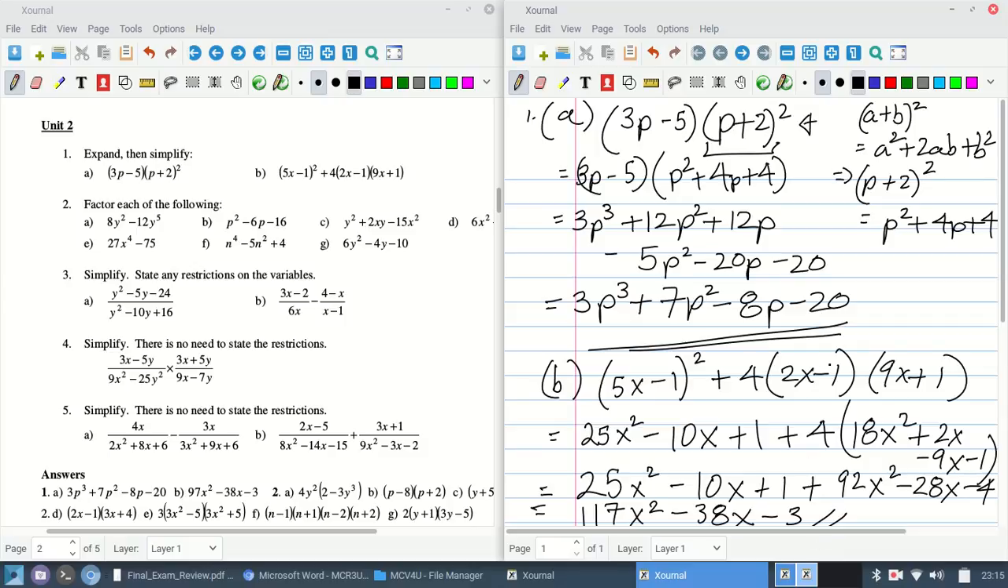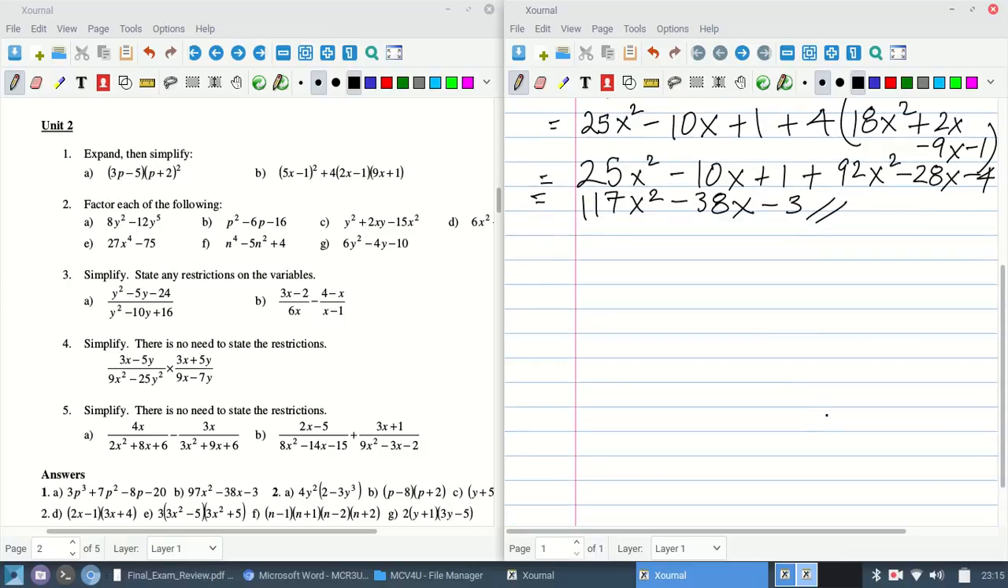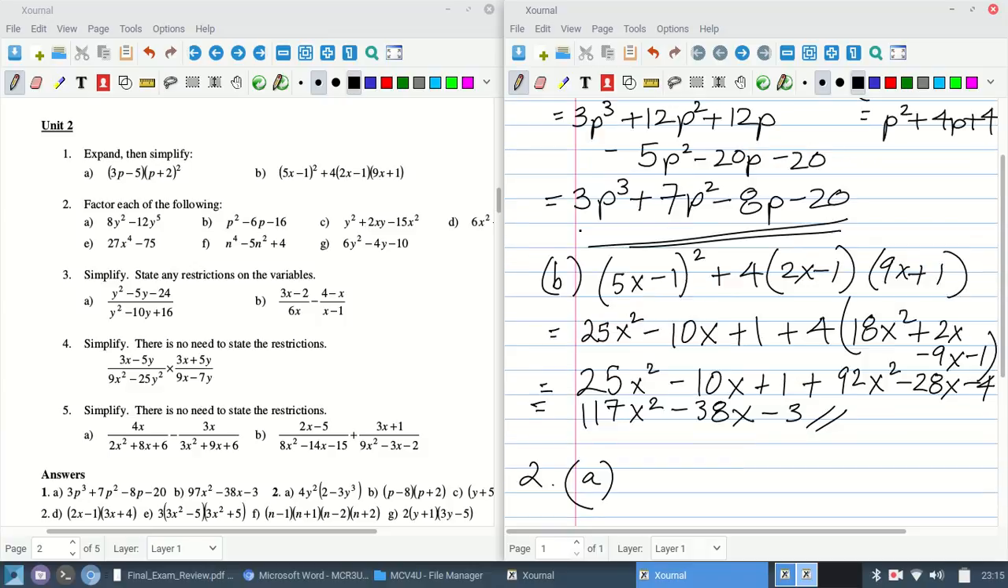Okay, so next I can do some more, and now it wants me to factor. So let's do number 2, factor a. Actually, let's check my answers. Let's see if I'm good. 1a is 3p cubed plus 7p squared minus 8p minus 20. Okay, that's good. It seems that I'm a little off with my term here. Now, did I screw up on a negative?